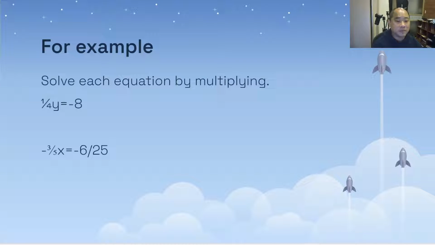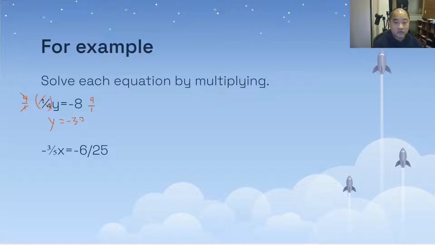Solve each equation by multiplying. You can also do this with multiplication, right? So if you have 1/4 y equals -8, then to get rid of this 1/4, you can multiply by its reciprocal, 4/1. Multiply by 4/1 on this side. The 4 and the 4 cross out. The 1 and the 1 cross out. All you have left is y on this side.